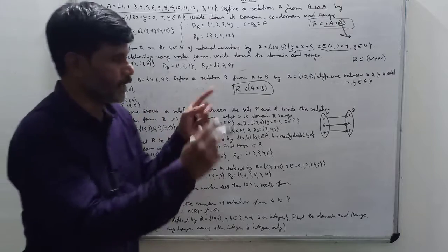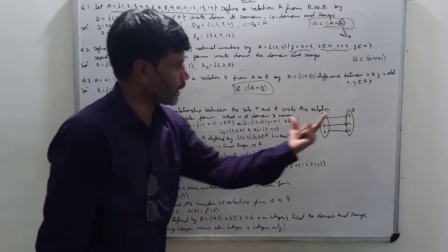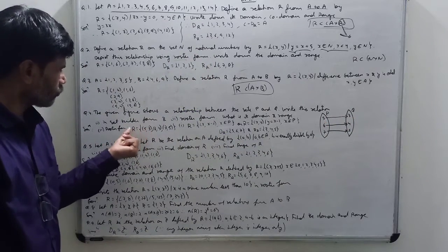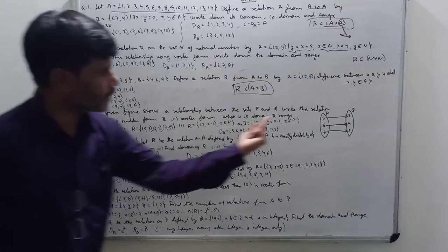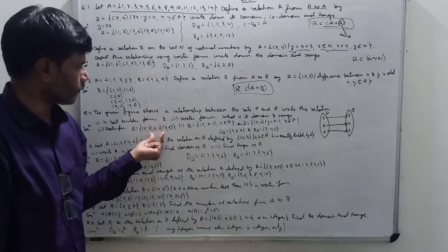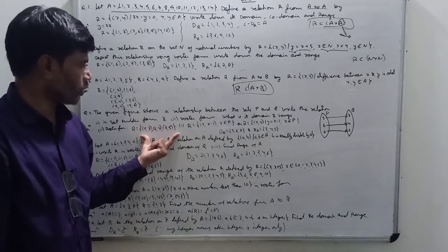Roster form means what? Easy. You have to write inside the curly brackets whatever elements you are getting. So the first element is what? (5, 3), the first ordered pair. So I have written it inside the curly brackets. Then the next element is what? (6, 4). 6 is related with 4. Then 7 is related with 5. So this is the roster form.